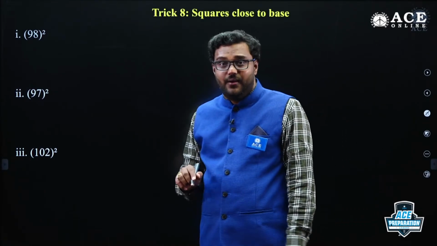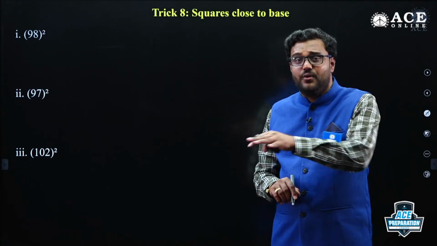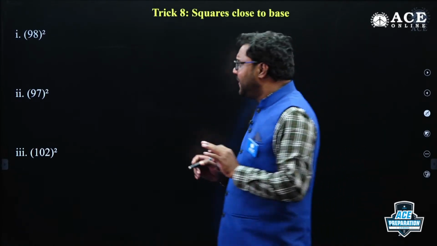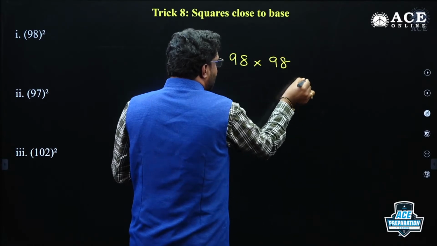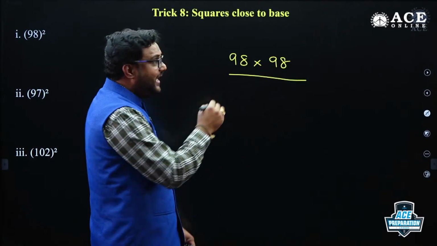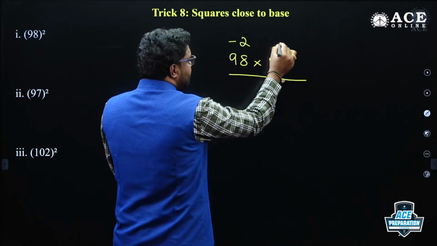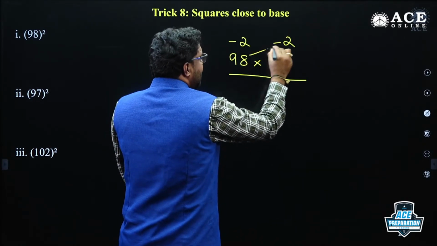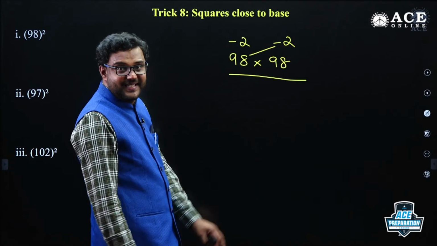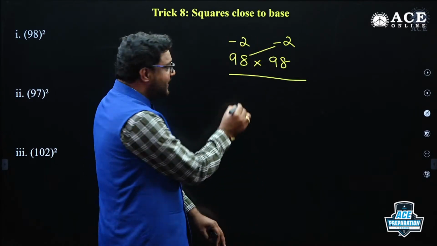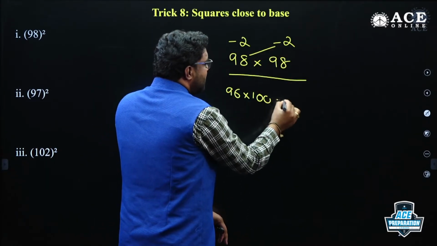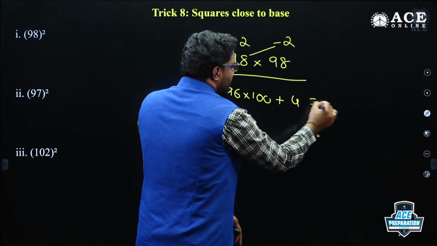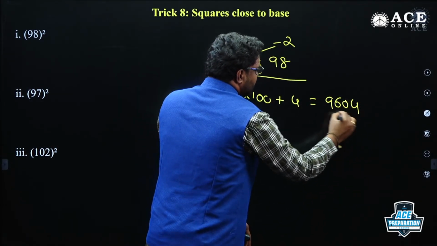98 square. 98 is close to 100, right? Now see, very simple thing. If you want to do 98 square, use the same trick you applied before. 98 is 2 short of 100. 98 minus 2 is 96. 96 into 100. Minus 2 into minus 2 is nothing but 4. This is 9,604.